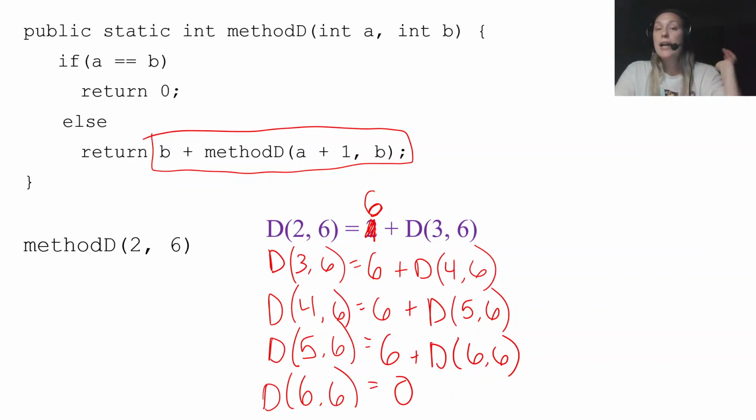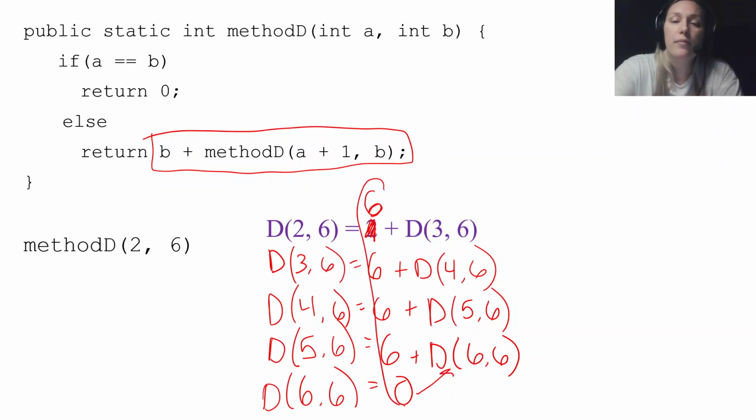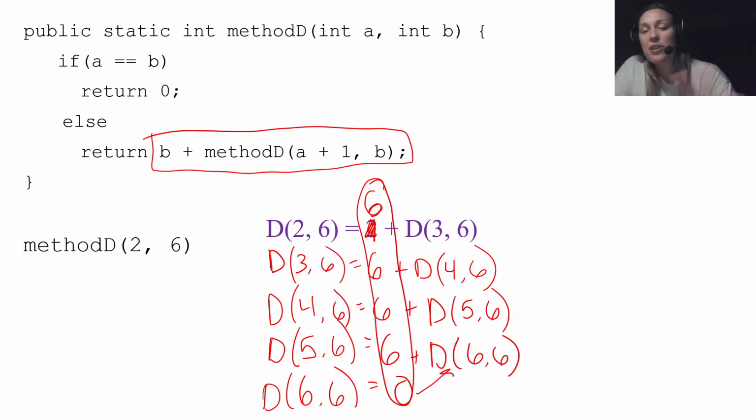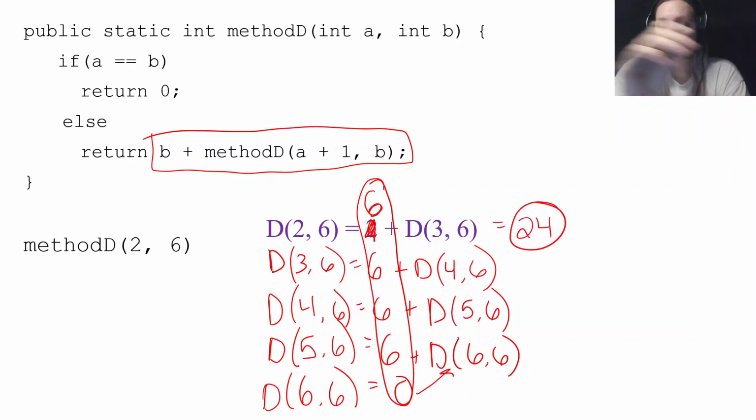So now I go back through and add them all up, right? I substitute this in here, substitute everything back in, adding up all of these values: 6 plus 6 plus 6 plus 6, which is going to be 24 as my answer. Sound good? Another example of why it's very important to keep track of those base cases. Okay.